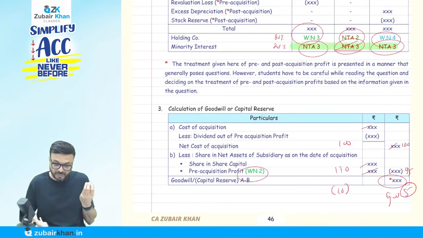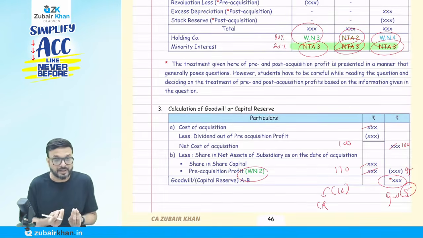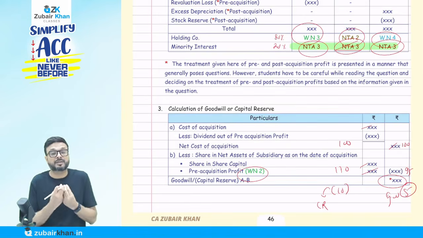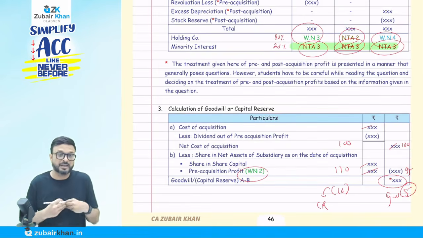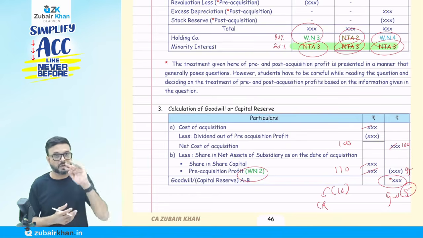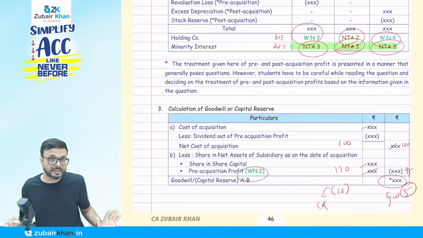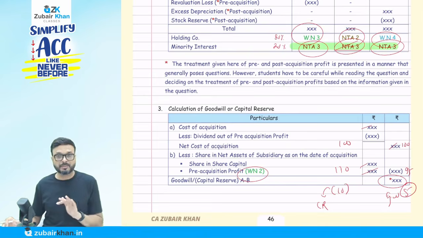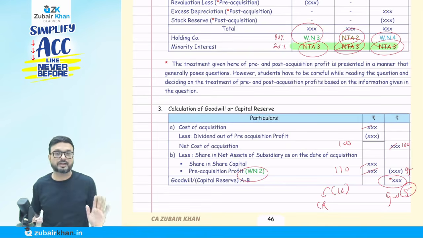So why do they call that negative figure capital reserve? Because we paid 100, and in return we are getting reserve and surplus worth more than 100. So we are getting something more in return. It's a profit for us, and it's not a revenue nature profit, it's a capital nature profit. That's why they call it capital reserve. But remember these steps: if it is positive, goodwill; if negative, capital reserve.